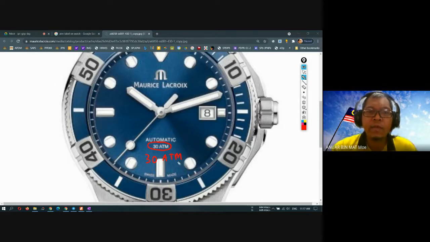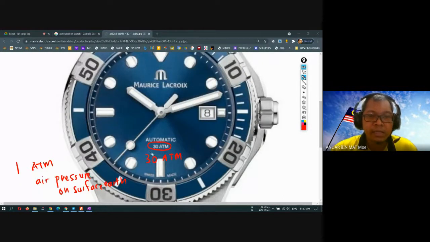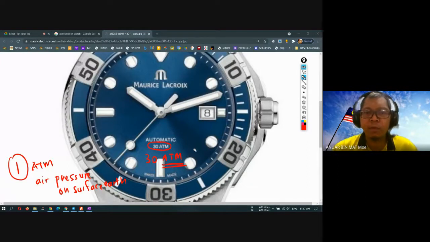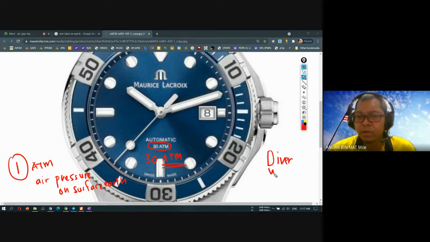ATM means atmospheric pressure. So 1 atm is the amount or the power of air pressure on the surface of the earth. On the surface of the earth is 1 atm. So 30 atm, 30 atm meaning what, class? What do you understand about 30 atm on the label on some of the watches? This watch, we call it a diver watch. Diver watch means it is water resistant, and it can be worn by divers.